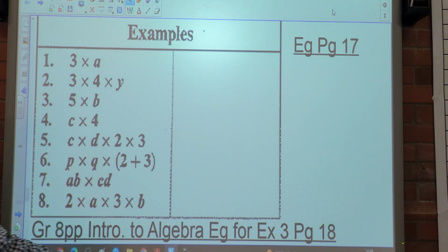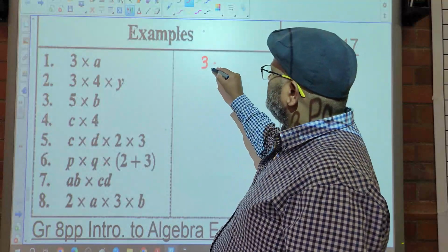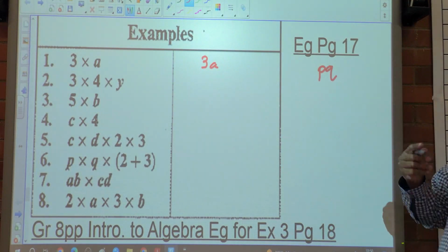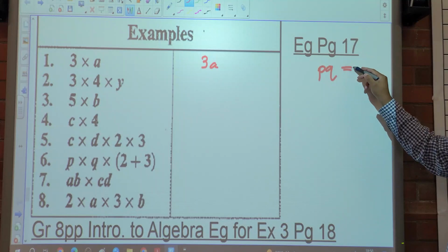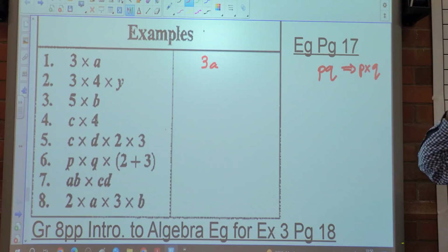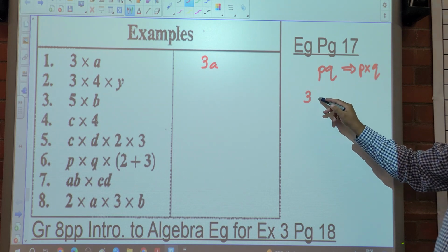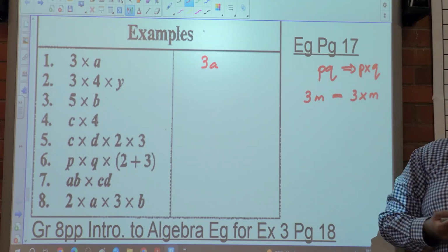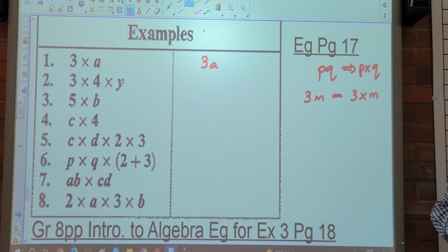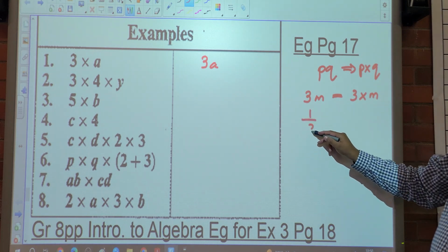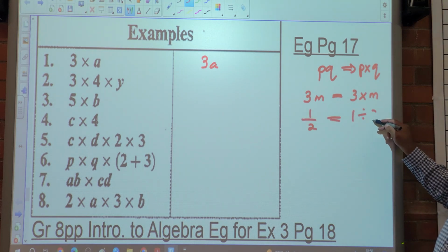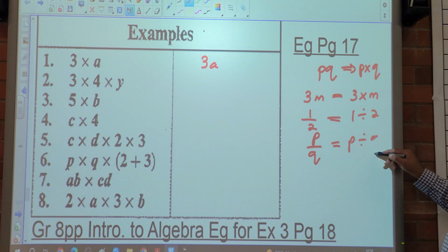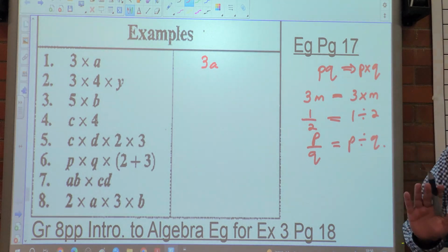3 times 8, okay, we all agree with that? Remember, if you write PQ, what does that actually mean? In other words, it is P times Q. So if you have 3P, that is equal to 3 times P. That's basically what it means. You understand? If I have 1 over 2, what does that mean? 1 divided by 2. P over Q is P divided by Q. Okay? You all understand it?